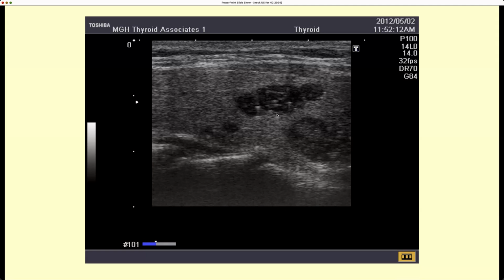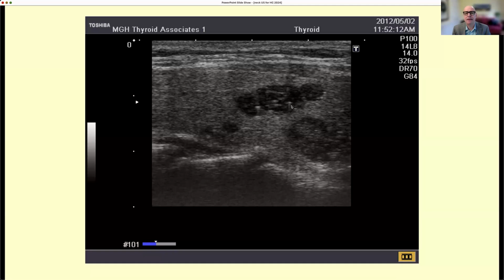Are those comet tails? Exactly. This is a small nodule. I agree with the irregular margins, but in the context of comet tails, which are generated by colloid, this becomes a benign appearing nodule. I put this nodule here because I want you to distinguish calcifications from comet tails. It is not always easy, and I showed you examples when it's not clear. But these are clear-cut comet tail artifacts. They're not calcifications, and they are findings that suggest the benignity of this nodule. And I do not recommend a biopsy in a nodule like this.